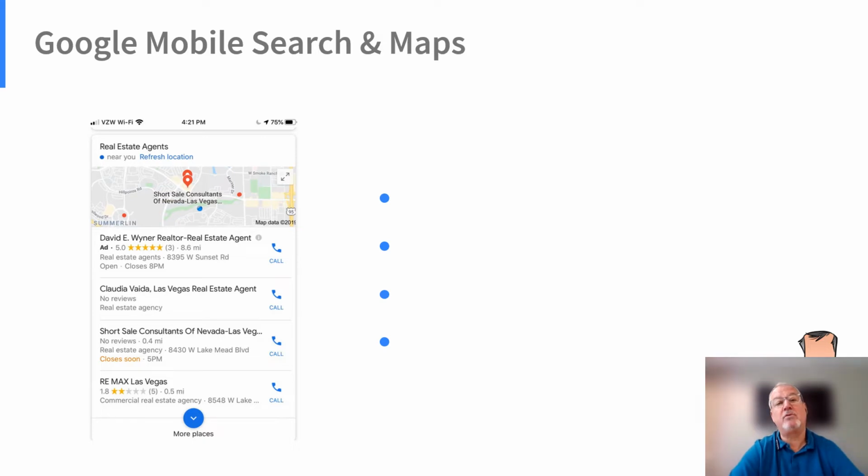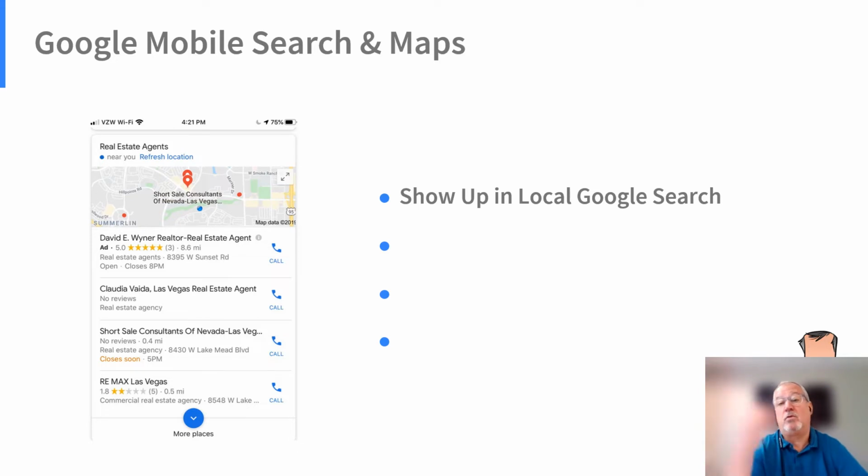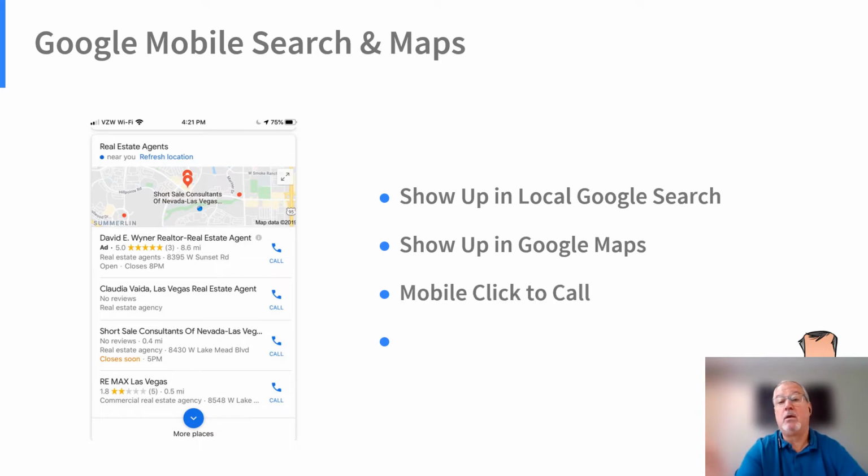The second major advantage is that you may appear in Google search and Google Maps when people in your local area search using keywords like real estate agents near me. And consumers are increasingly using Google Maps to find local professionals like you. By searching directly in Google Maps, people are also frequently adding the term near me to the search request. For example, real estate agents near me is a common search term.